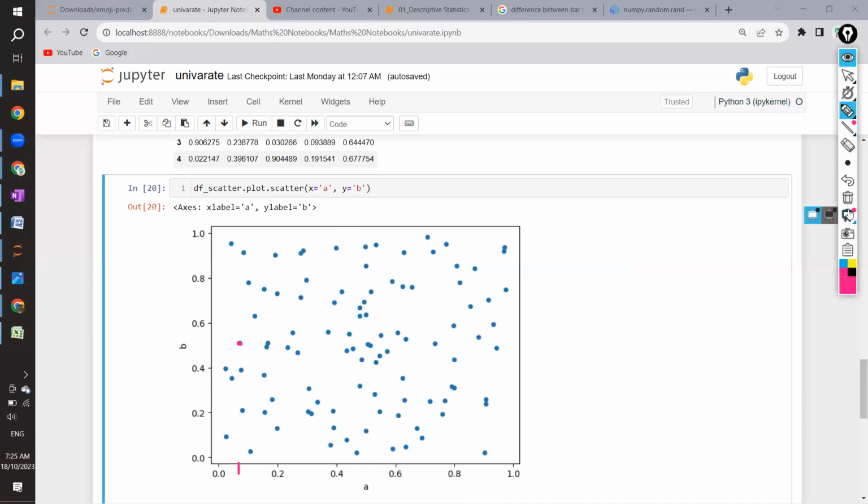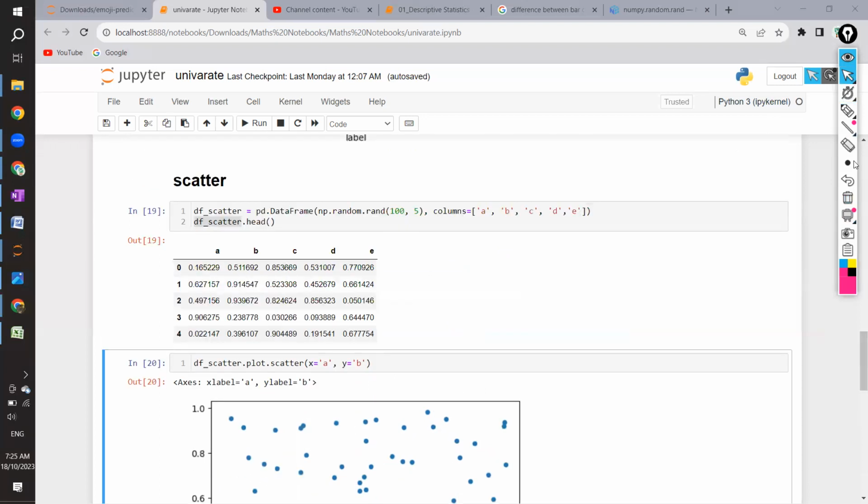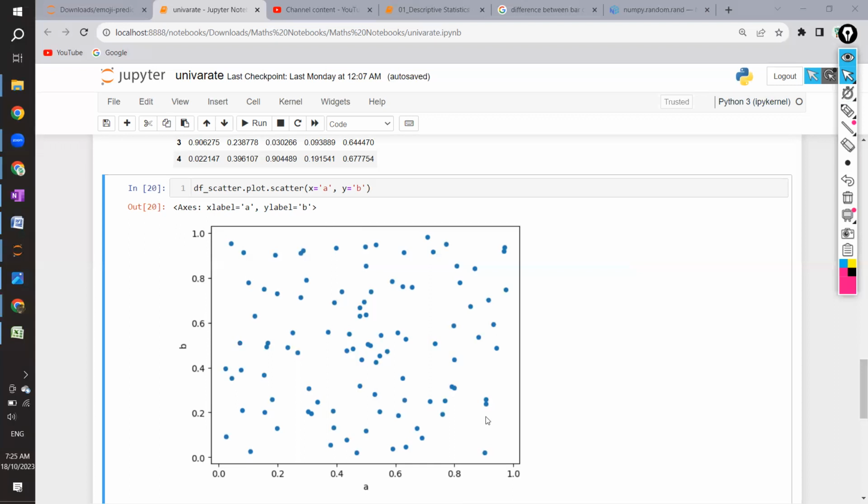Oh, so like that it will take each pair from this. These two will be one pair plotted, this will be one pair plotted. So that's how this graph is created, guys. Every point you see is a combination of two values, one value from X, that means A, and the corresponding value from B. So this is how the scatter plot can be created.